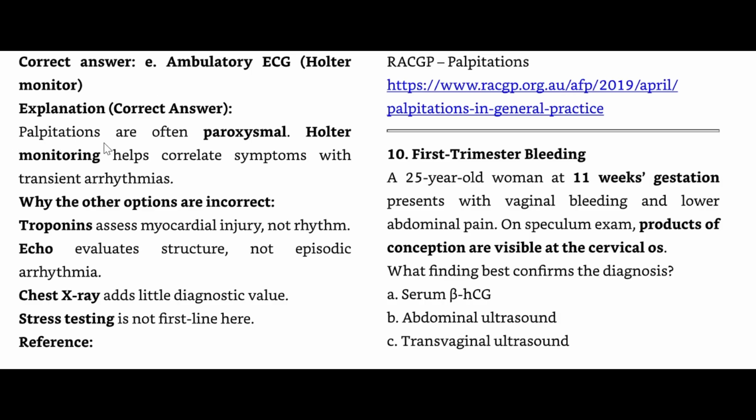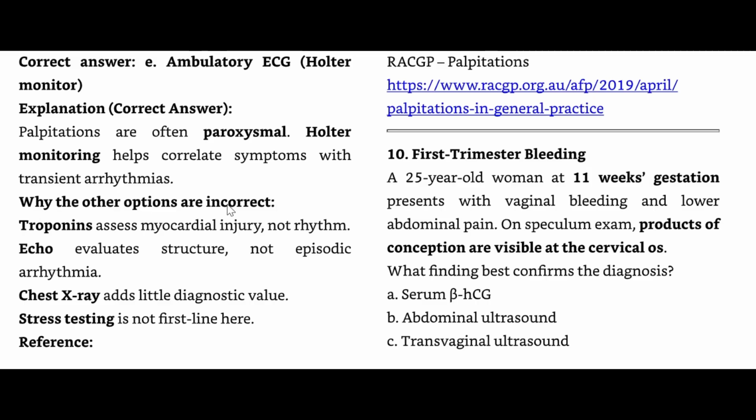Why? Palpitations are often paroxysmal. In this case, the palpitation is episodic or paroxysmal. So Holter monitoring helps to correlate the symptoms with the transient arrhythmias. So Holter monitoring can help to correlate the paroxysmal palpitations with the transient arrhythmias.